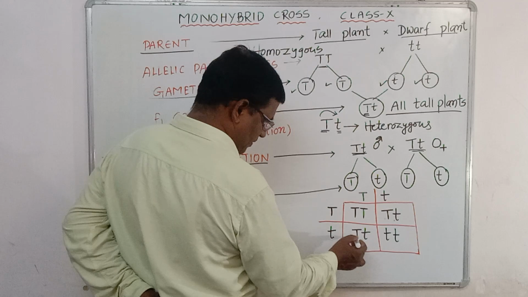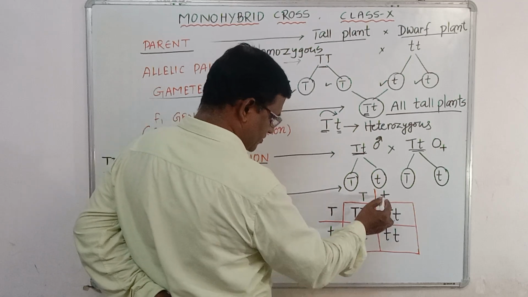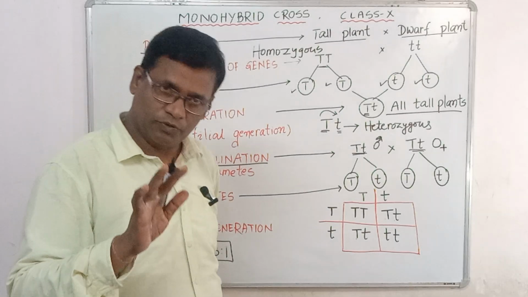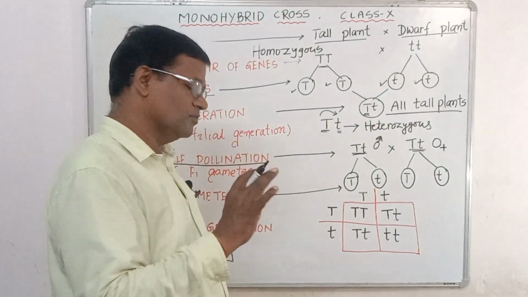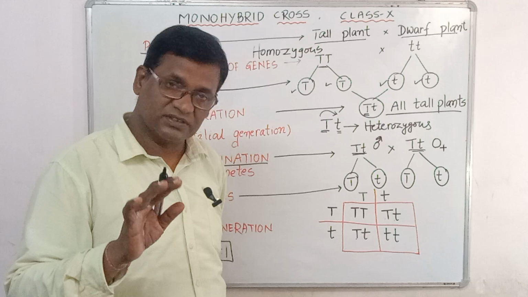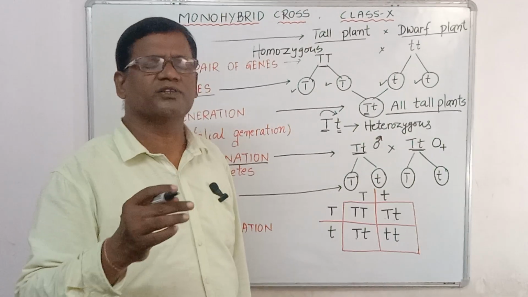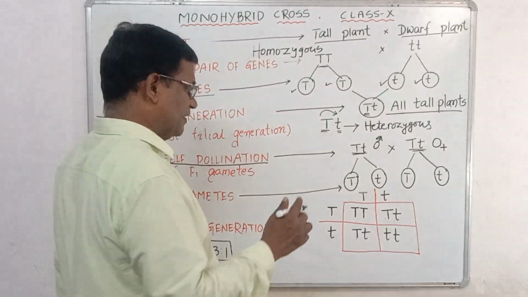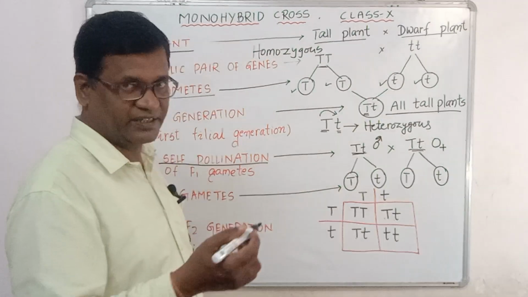Capital T combines with small t, capital T, small t will come, and small t, here it will come. Then how many offspring came here? Four. By a table, we calculate the four offspring. It is our generation. Consider that we are four brothers and sisters. Like that you consider. But here it is not sex, it is a character we are taking, height of the plant.